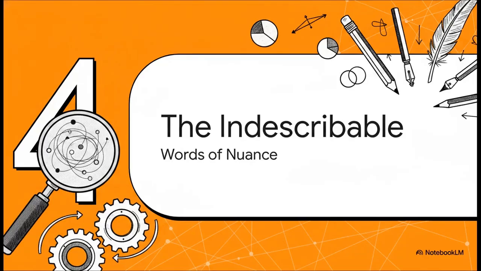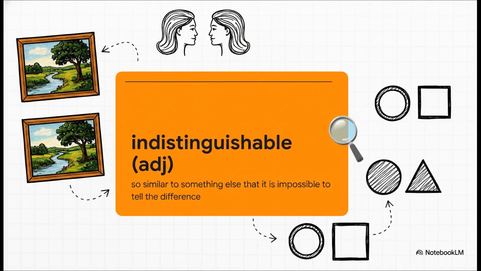All right, we're in the home stretch. Let's wrap up with a few really sophisticated words that help us describe those subtle, tricky relationships between things. Think of these as the precision tools in your vocabulary toolkit. First up is the adjective indistinguishable. If two things are indistinguishable, it means they are so similar you literally cannot tell the difference. Imagine two perfect copies of a famous painting, or maybe identical twins who are so alike you can't tell them apart. They are, for all intents and purposes, the same.